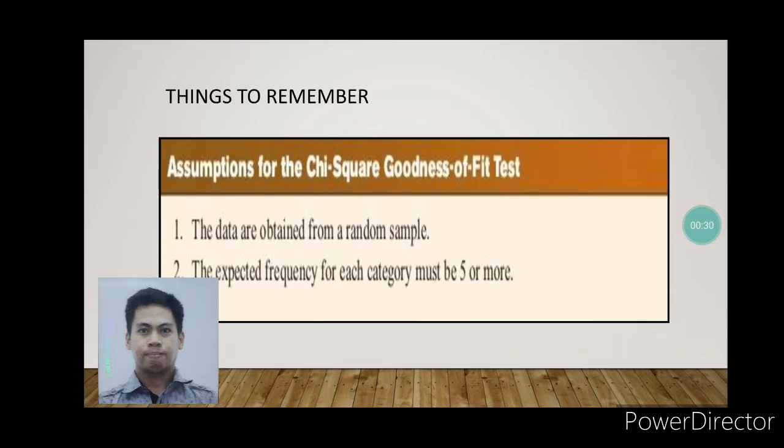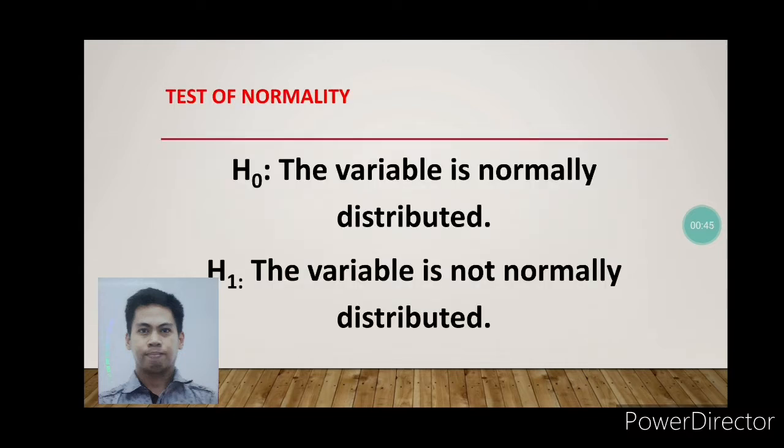Under this lesson, there are two things to remember. The first one is that the data are obtained from a random sample. And the second one is that the expected frequency for each category must be 5 or more. We also have learned that under test of normality, the null hypotheses are H sub 0, the variable is normally distributed, and H sub 1, the variable is not normally distributed.